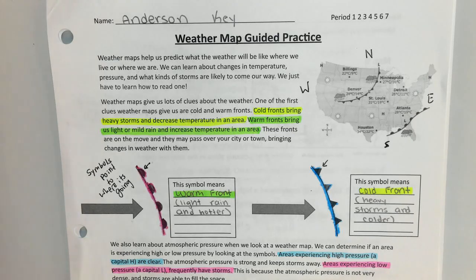All right, everybody. So if you're absent the other day, let's go ahead and review what we did in class about weather maps. Now, on the first page, you have this reading, okay? And I'm going to go ahead and read it to you. And as I read it, I want you to go ahead and write down what you see on the paper, okay? So weather maps help us predict what the weather will be like where we live or where we are.